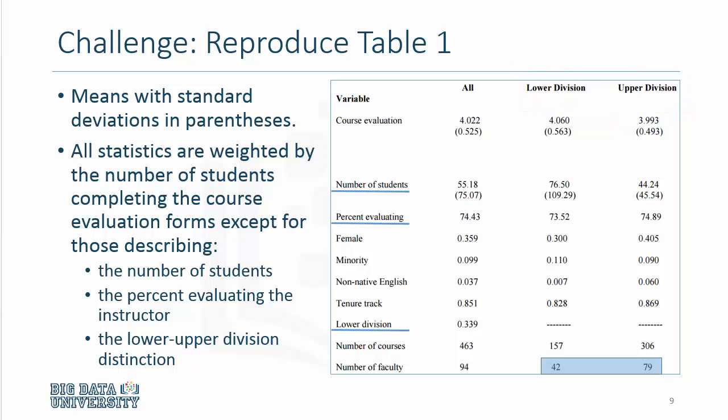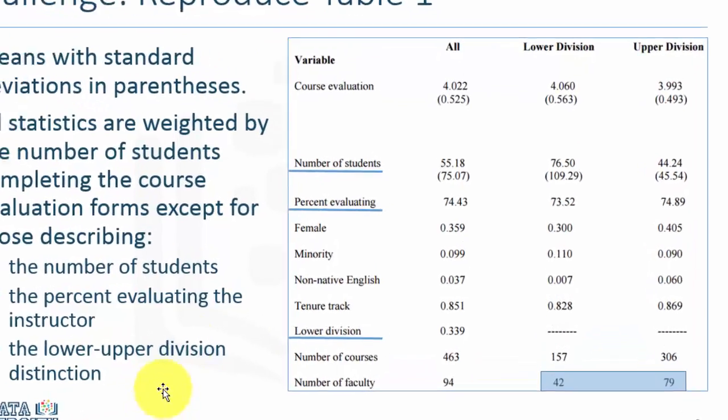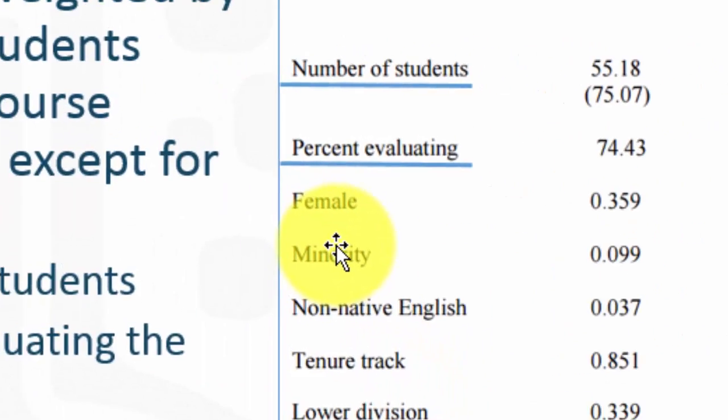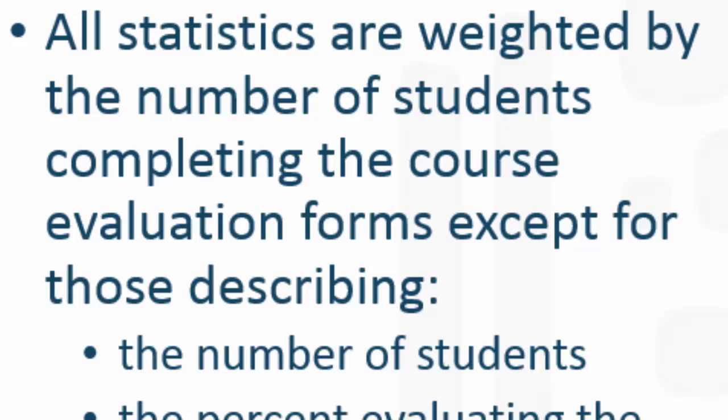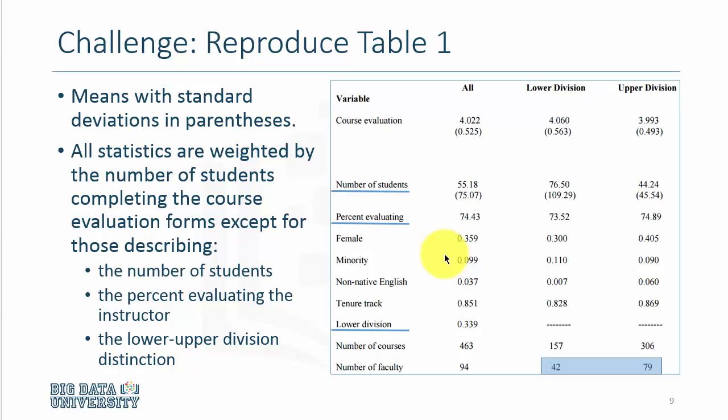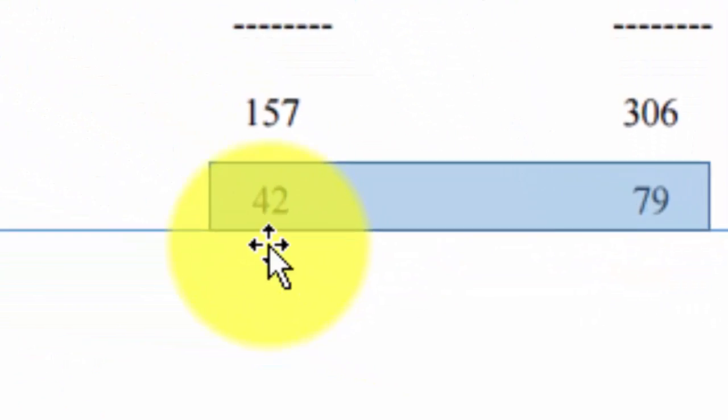Notice that the authors mentioned that with the exception of 3 variables, number of students, percent evaluating, and lower division, other variables were weighted by the number of students, and hence the reported means and standard deviations are weighted means and weighted standard deviations. So far, we haven't discussed how to calculate weighted means and standard deviations, which we will discuss shortly. I call this exercise a challenge primarily for these 2 numbers.